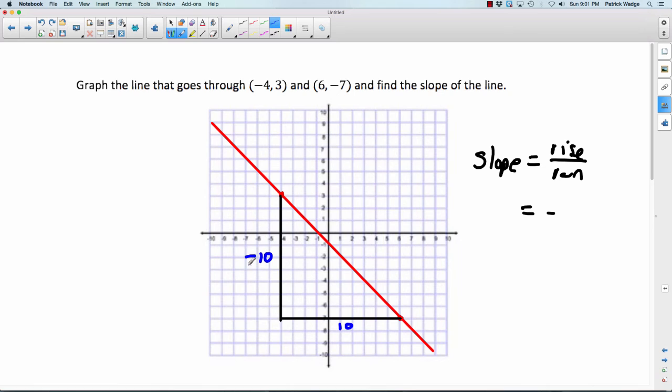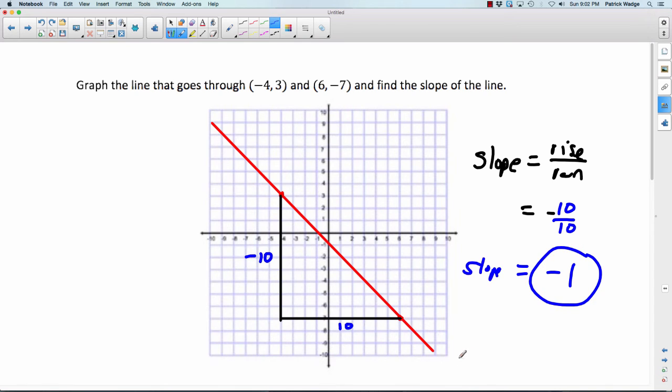Now, personally, I don't like doing negative 10, 10. I just put 10 and 10 and then think to myself, it's a negative slope, so I know my answer is going to be negative. But you can also do it this way and say negative 10 over 10. Well, wait a minute. What's 10 divided by 10? Anything divided by itself is 1. So actually, our slope is just negative 1. I'll put it down here. The slope is negative 1.